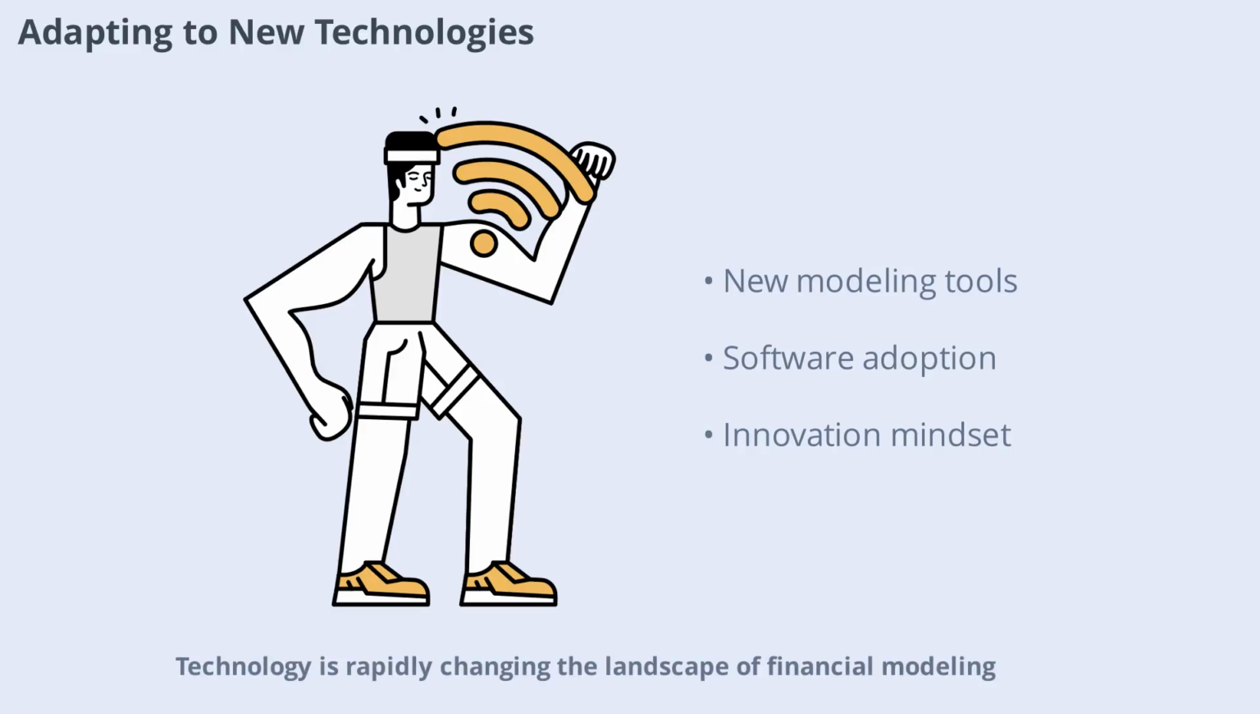Technology is rapidly changing the landscape of financial modeling. Investment bankers must stay informed about new tools, software, and data sources. Embracing innovation can lead to more efficient, accurate, and insightful models. Being open to technological change is a hallmark of successful bankers in today's digital world.